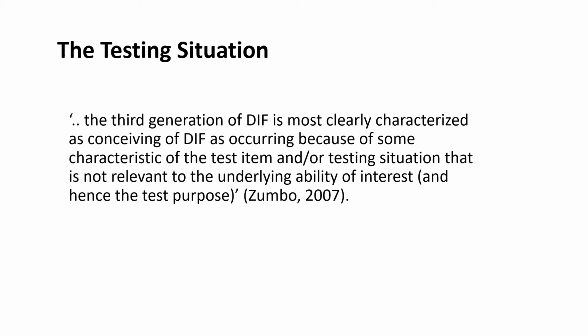So as he says there, describing the generations of DIF analysis, he says the third generation of DIF is most clearly characterized as conceiving of DIF as occurring because of some characteristics of the test item and/or testing situation that is not relevant to the underlying ability of interest, and hence the test purpose. And it's a really important statement, I think, because what it's doing is ushering in an era where we say test ecology is really important. And I feel that process data is a key way in which we can tap into the implications of various aspects of that test ecology, the testing situation.